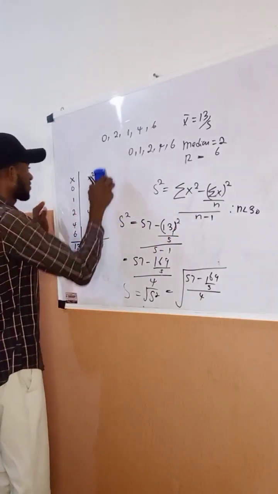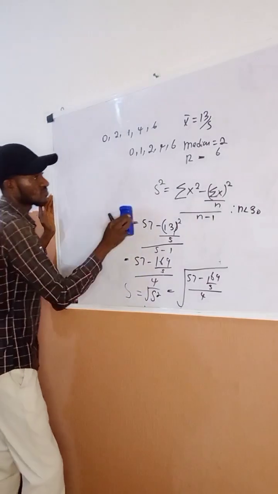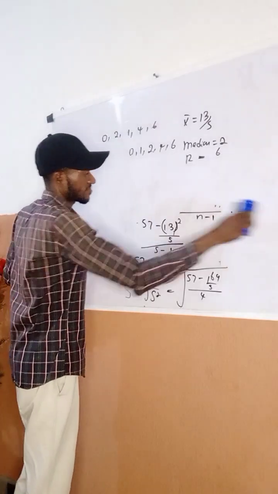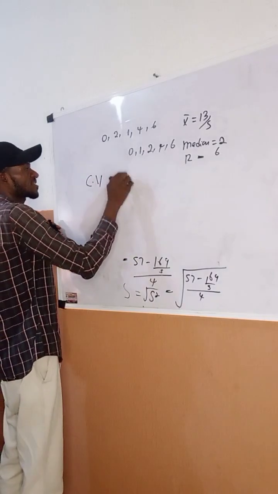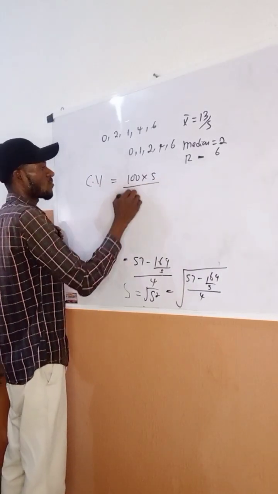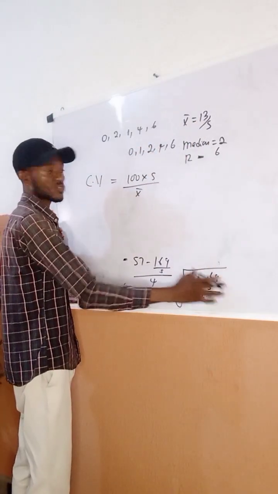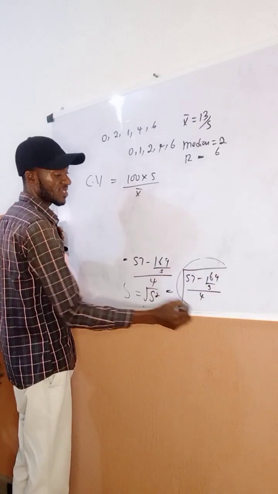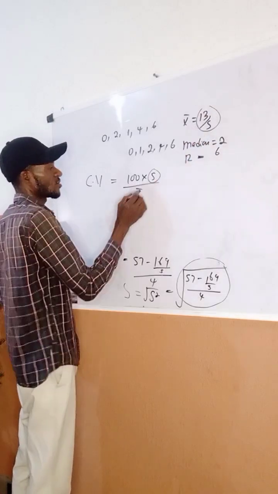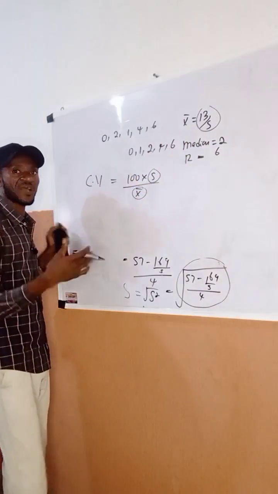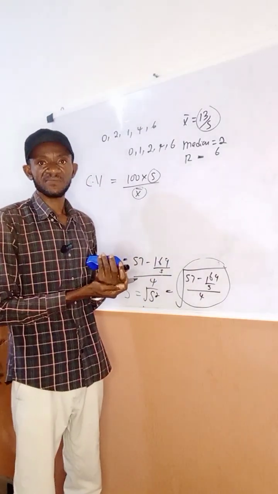So permit me to clean these ones. Permit me to clean here. Permit me to clean here. The coefficient of variation, we told ourselves, is C.V., which is expressed as 100 times S all over X bar. We had our X bar to be this, we had our standard deviation to be this. So whatever we get here, we put it in place of this S. And then, of course, this X bar should be put in place of this X bar. Then once we evaluate it, that becomes our answer for this coefficient of variation.